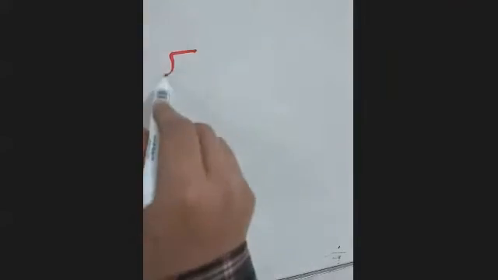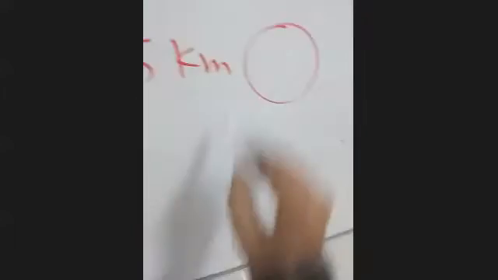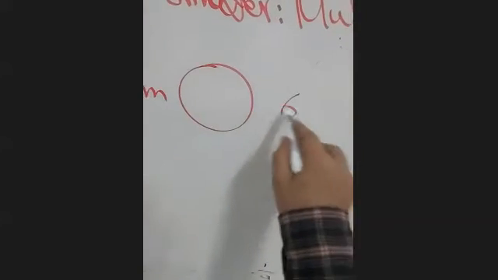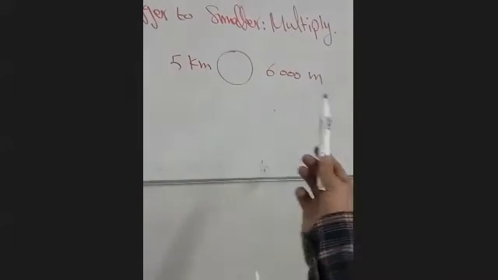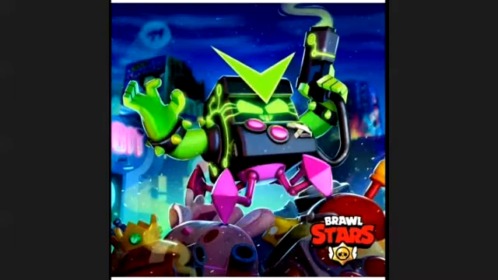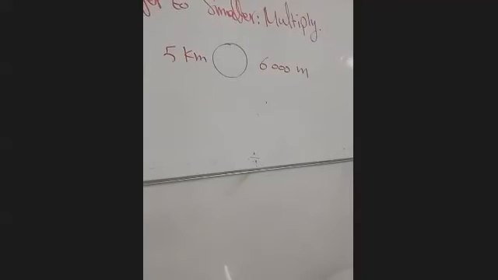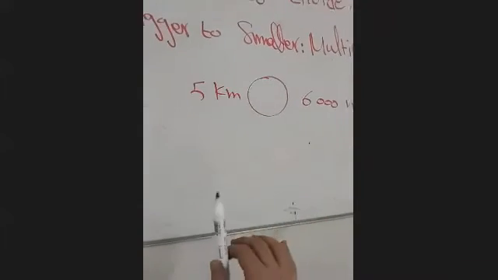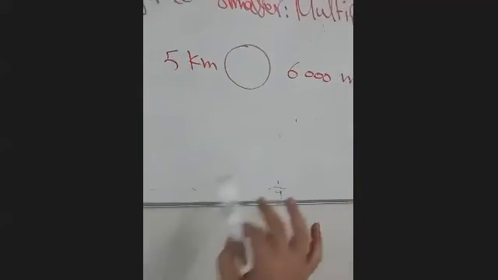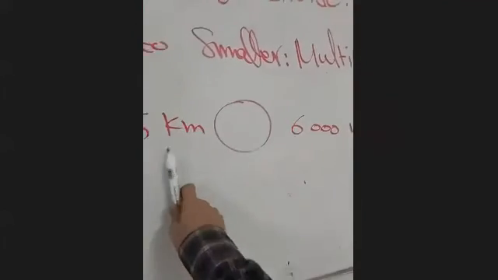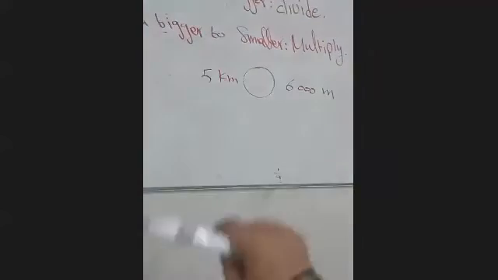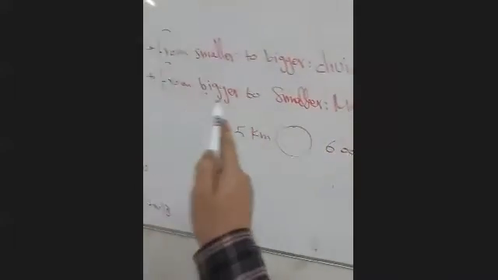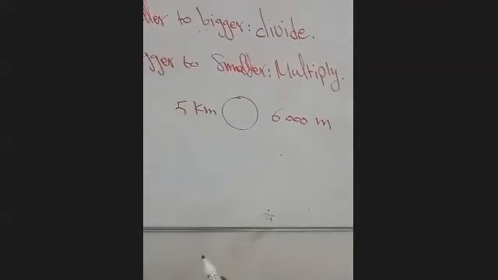Mister, to compare 5 kilometers with, for example, 6,000 meters. Can we compare if we have different units? No. So what do we need to do here? Make the units the same so we can compare. Here kilometer and here meter, we cannot compare. And to make it easy, we always turn the bigger to smaller to use multiplication, right? It's easier to use multiplication.